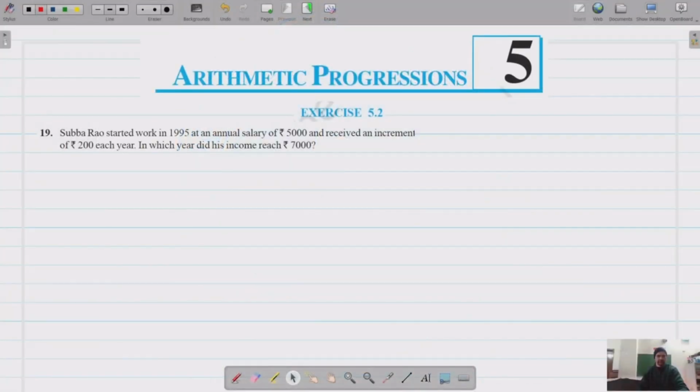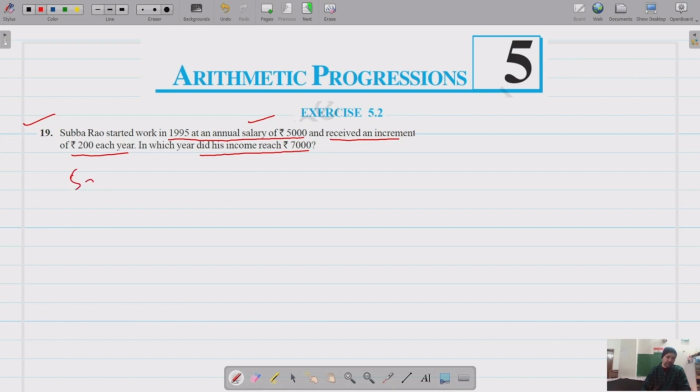Okay, so for question number 19, it says that Subba Rao started work in 1995 at an annual salary of 5,000 and subsequently received an increment of rupees 200 each year. So in which year did his income reach 7,000?